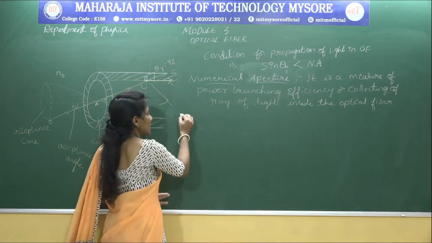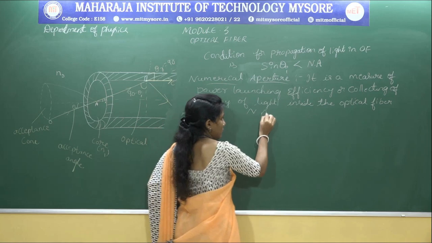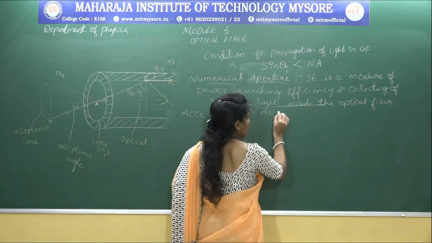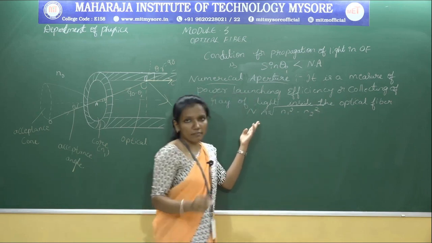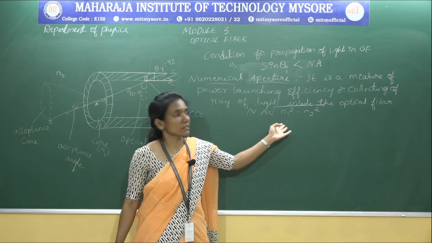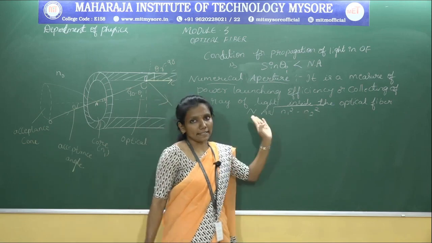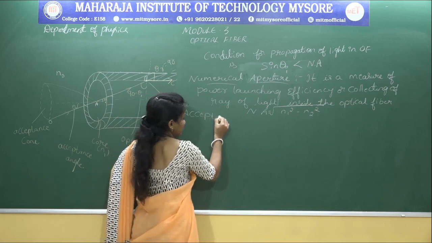And the acceptance angle. The numerical aperture is represented by numerical aperture is equal to root of n1 square minus n2 square, and it is also defined as the square root of the difference of the squares of refractive index of core and cladding. And the acceptance angle.